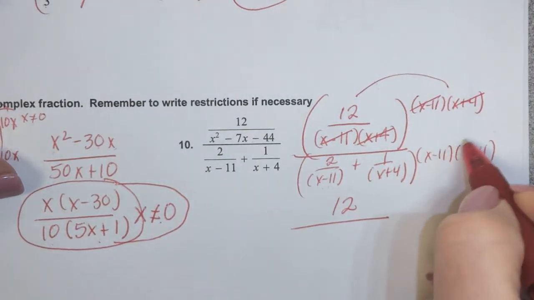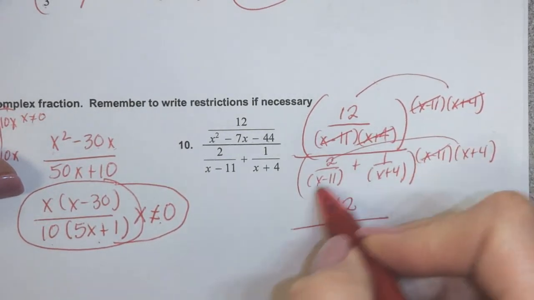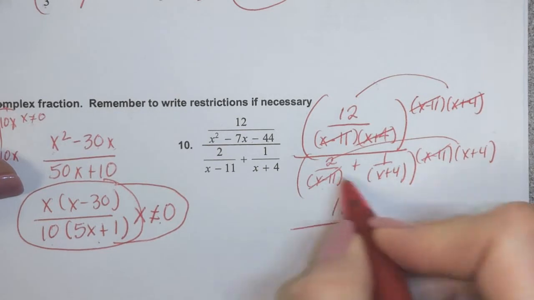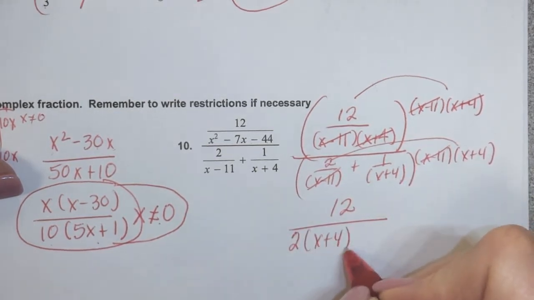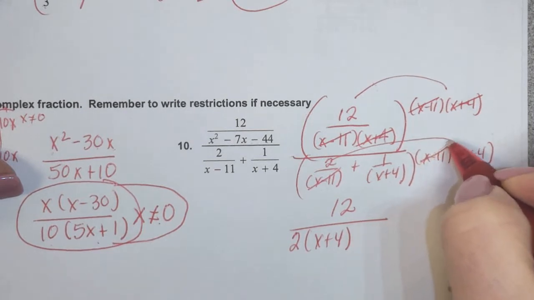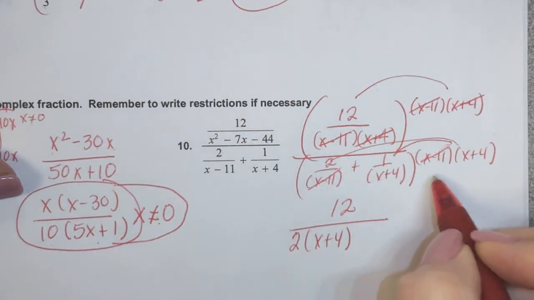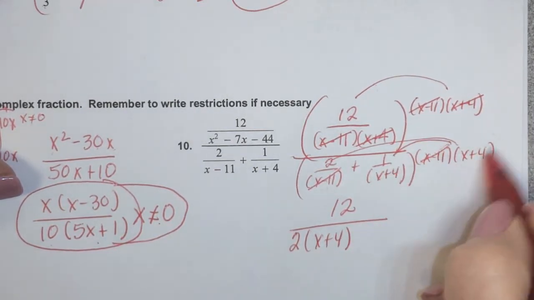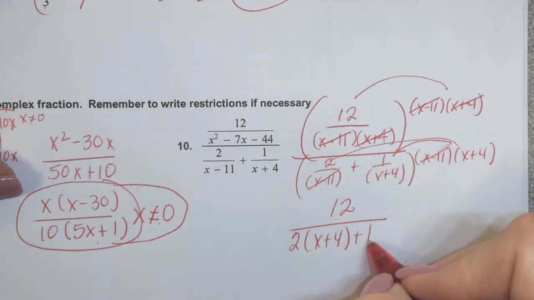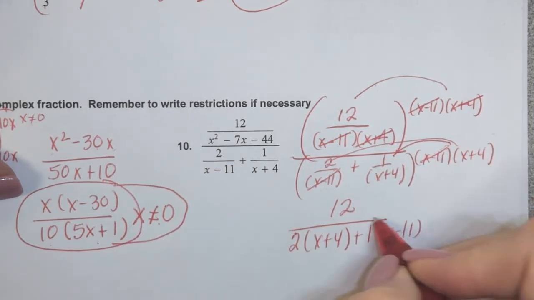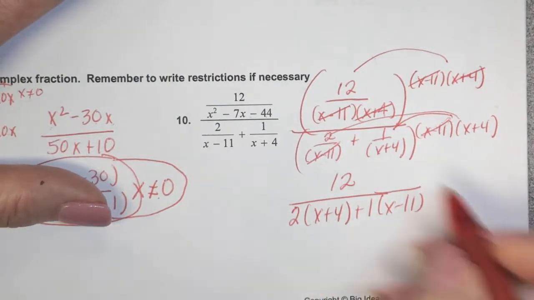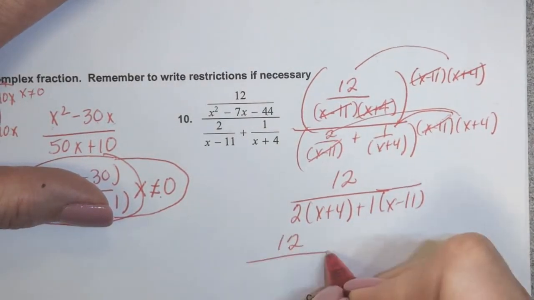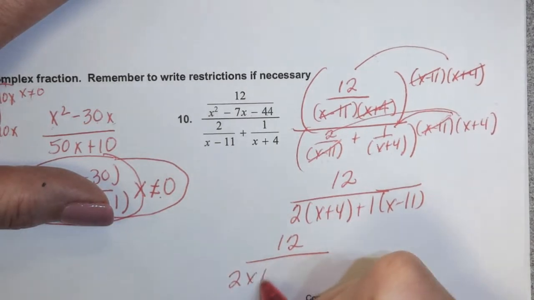And then on this one, when I distribute through here, x minus 11's cancel. So on just this term, I would have 2 times x plus 4. Okay, now pretend I didn't mark that out because now I have to distribute to here. So on this one, the x plus 4's would cancel, so I would have plus 1 times x minus 11. Now these are not factored, so I have to simplify it. I'm going to have 12 in the numerator, then I'm going to have 2x plus 8.